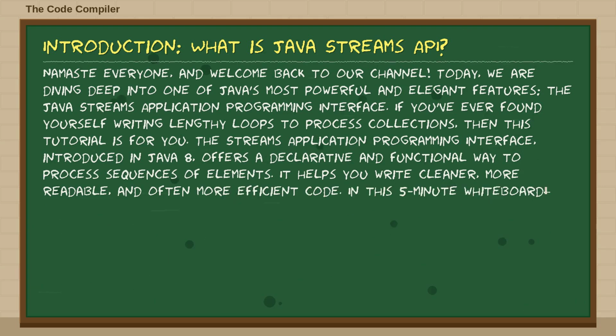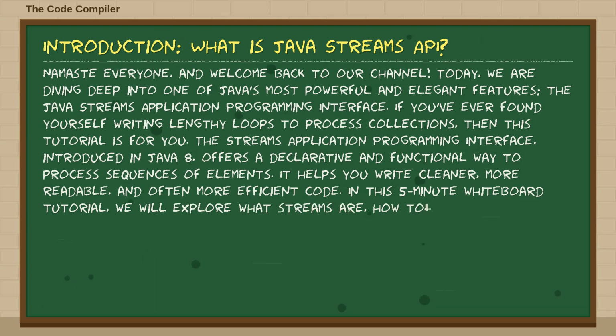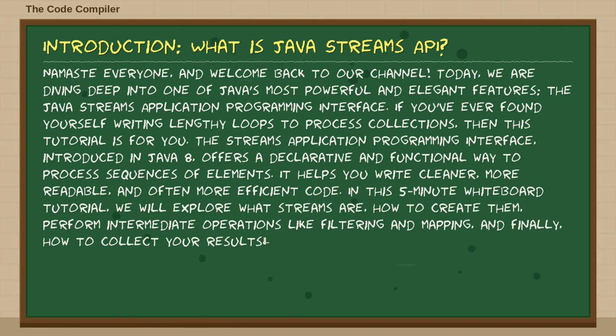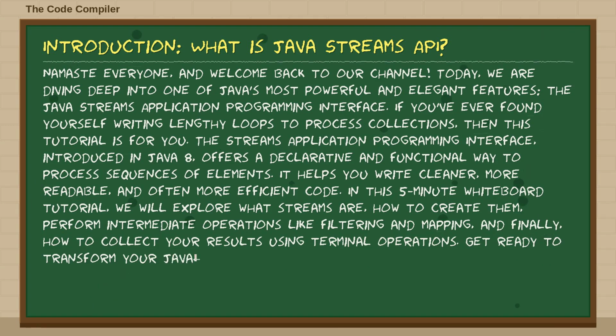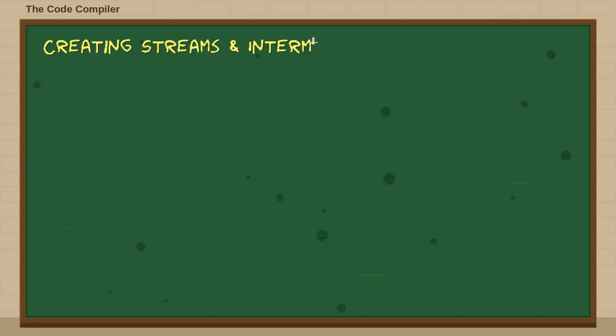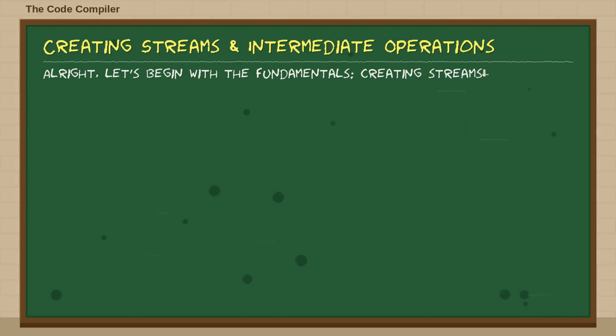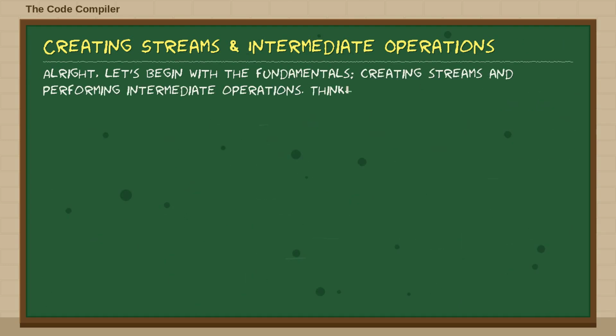In this 5-minute whiteboard tutorial, we will explore what streams are, how to create them, perform intermediate operations like filtering and mapping, and finally, how to collect your results using terminal operations. Get ready to transform your Java coding style. Alright, let's begin with the fundamentals, creating streams and performing intermediate operations.